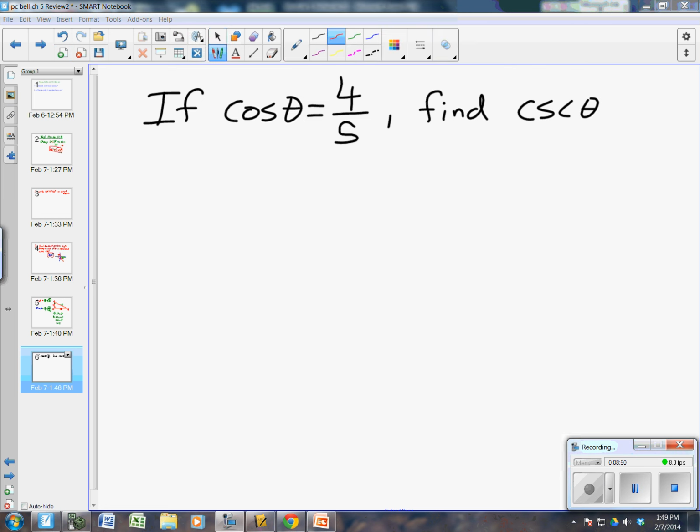Okay, you guys, I would start off by drawing my own triangle on this one. And I would say, okay, if that's theta right there, cosine is defined to be adjacent over hypotenuse, right? So my adjacent would be 4, my hypotenuse would be 5. If I use the Pythagorean theorem, I would figure that that side's 3.